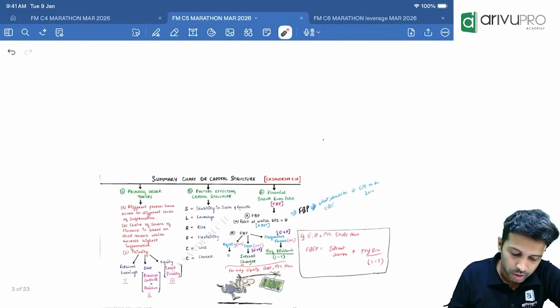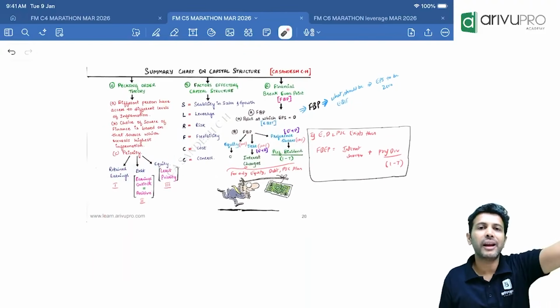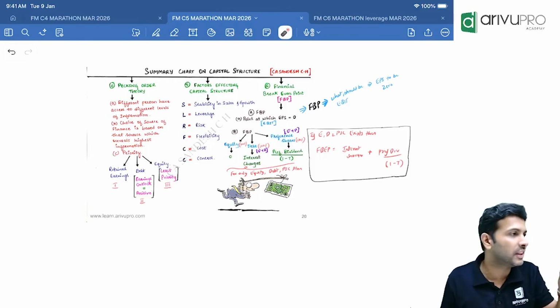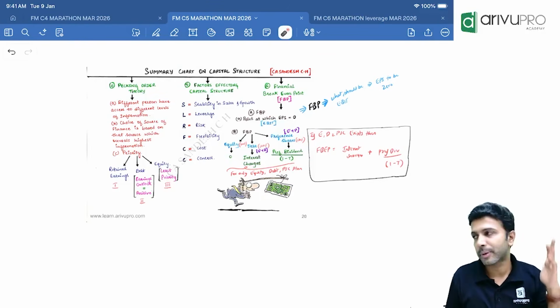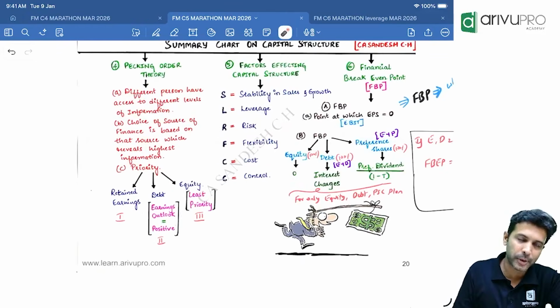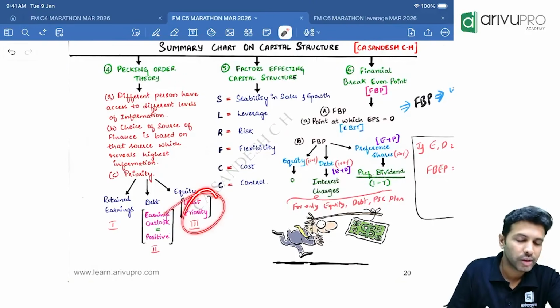Okay, next what? Pecking order theory. What does pecking order theory say? Different people have access to different levels of information. Always select that source of finance which reveals maximum information. And as per pecking order theory, which source gives the maximum information? Retained earnings. So first priority for money should always be retained earnings. Then debt. Last to equity.